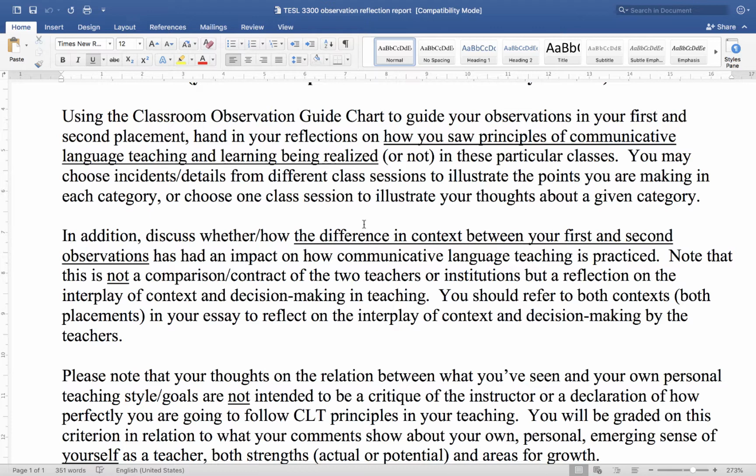Note that this is not a comparison and contrast of the two teachers or institutions, but a reflection on the interplay of context and decision-making in teaching. You should refer to both contexts, both placements, in your essay to reflect on the interplay of context and decision-making by the teachers.